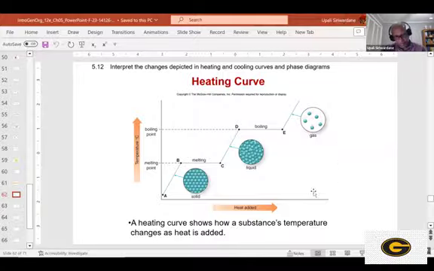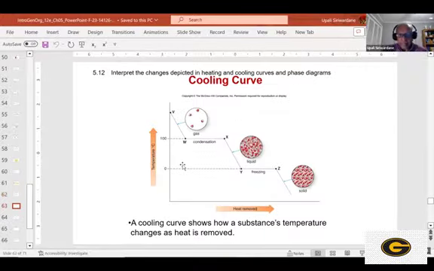A to B is a heating of ice. C to D is heating of liquid or the water. E and upwards is heating of the gas. During the phase changes, temperature doesn't change when the heat is added.